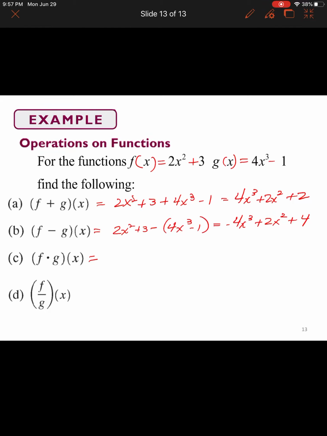And part G, we said multiply those two together. You have 2x squared plus 3 times 4x cubed minus 1. When you multiply those together, you come out with 8x to the 5th plus 12x cubed minus 2x squared minus 3.